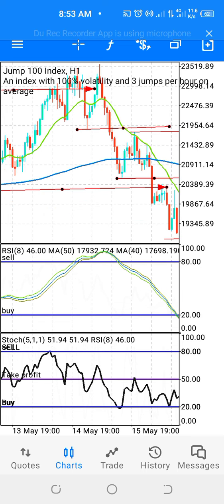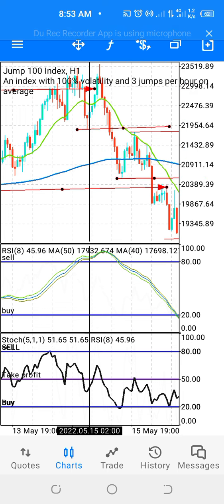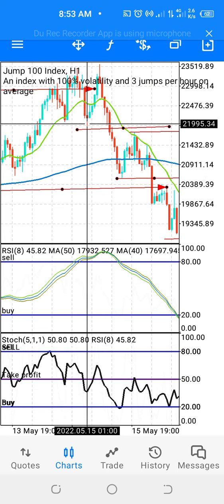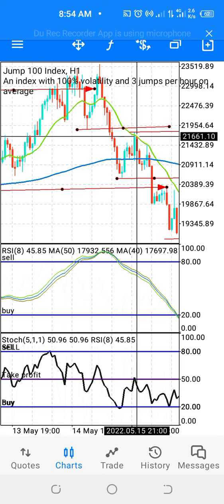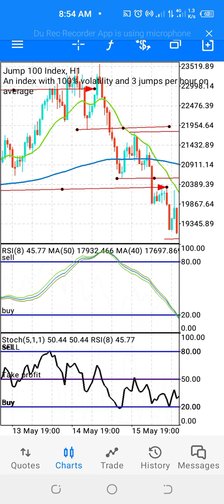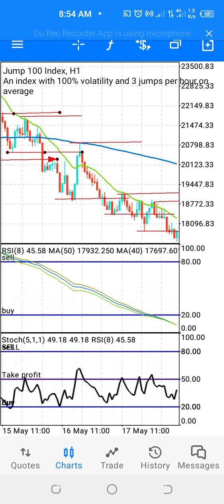And actually before we came here, you can see here we break the structure, then we came again. This was the lowest, and then it was broken, then lower low, lower high, lower low. We came again to the downtrend. That is how you can identify the market structure.